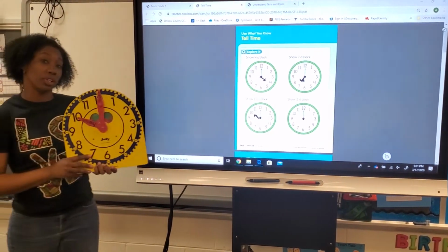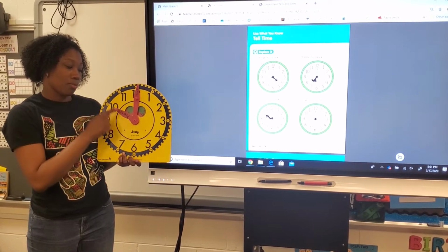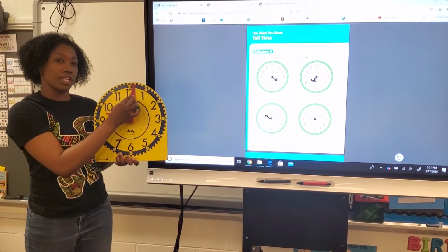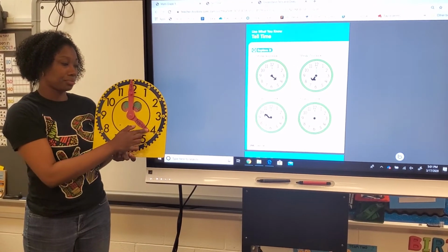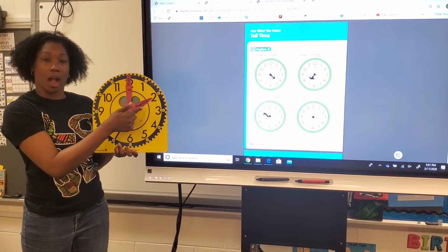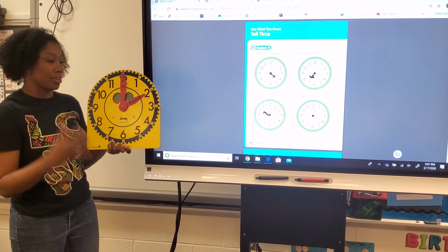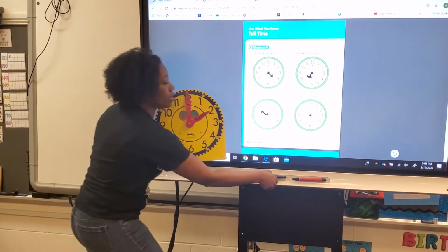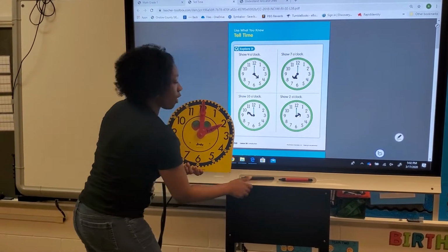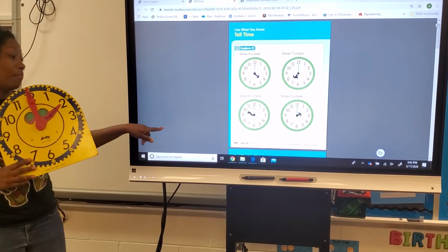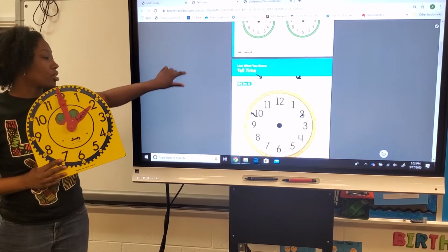My last one is 2 o'clock. Think about where the 2 would be for your hour hand. Remember, don't move this one. We're only moving the hour hand. If you place your hour hand at the 2 and kept your minute hand at the 12 for o'clock, you did another fantastic job. Go ahead and draw that on your paper. Now we have completed page 248. Now we're going to move to page 249.